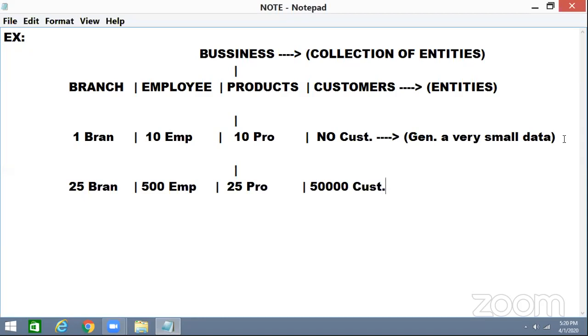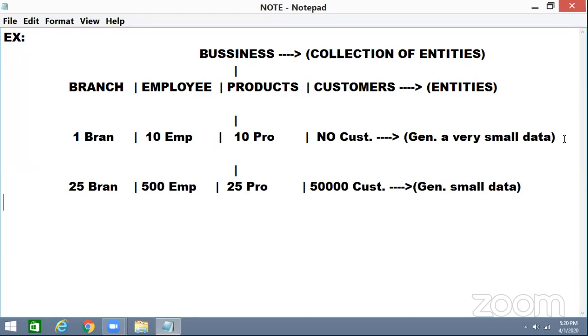Now, when you compare to the previous one, this is generating not a very small but a small amount of data. So the first one is very small and this is small, that means middle scale.